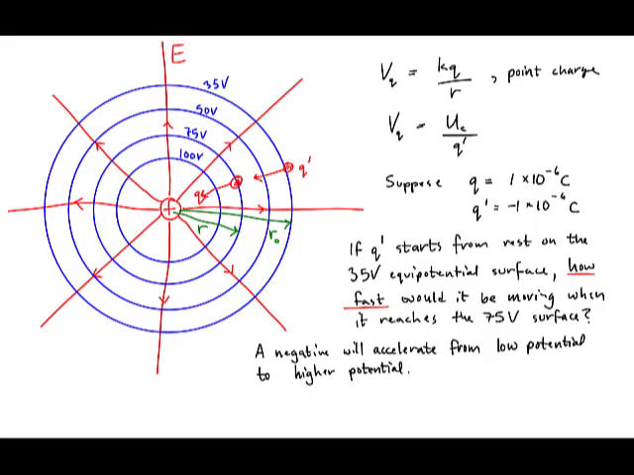The change of energy remains the same, which means regardless of that distance, the speed that our particle will acquire when it reaches the 75-volt line will still be 400 meters per second.